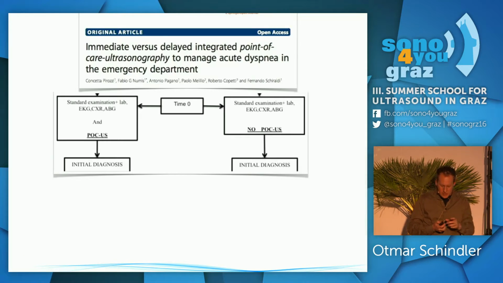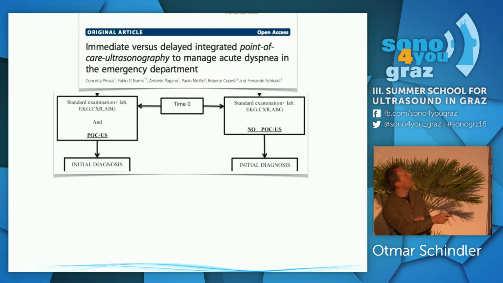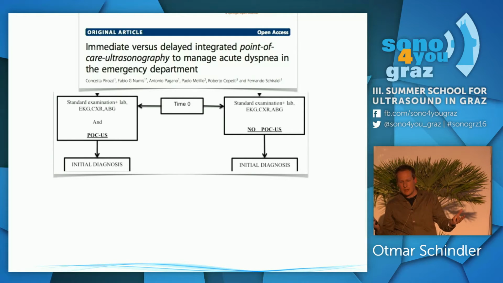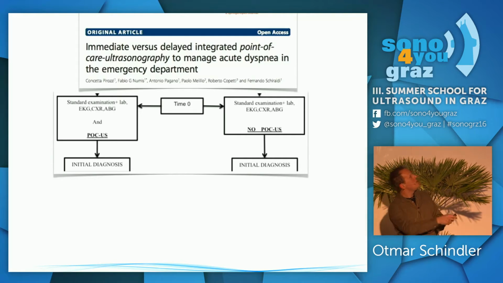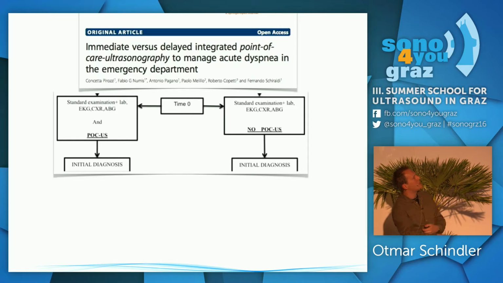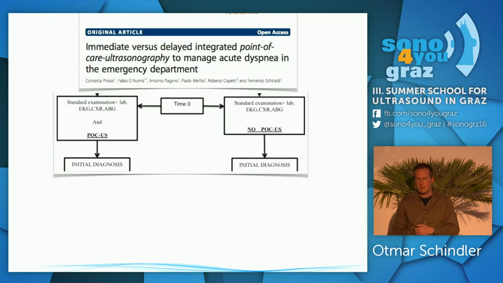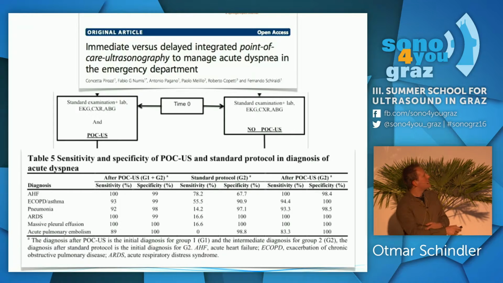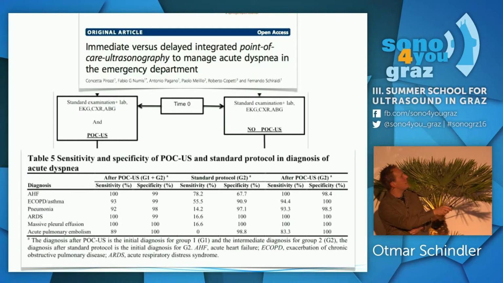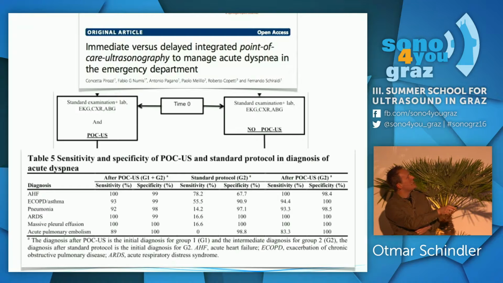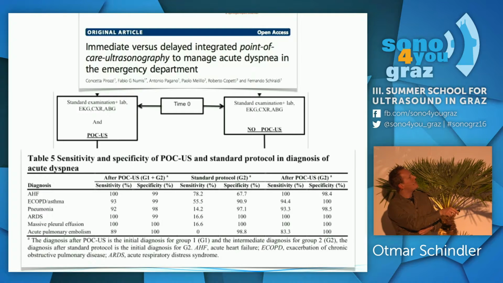And then there has been a very good study in Italy from Roberto Copetti. They were just doing what I want to tell you now. Go in the emergency room, do standard examination, laboratory examination, ECG, X-ray, arterial blood gases, and some of the people got the point of care ultrasound and the others didn't get it. If you do that, and these are the same diagnoses we had here for acute dyspnea, with ultrasound, the performance was good.